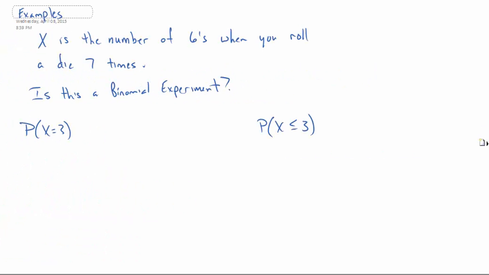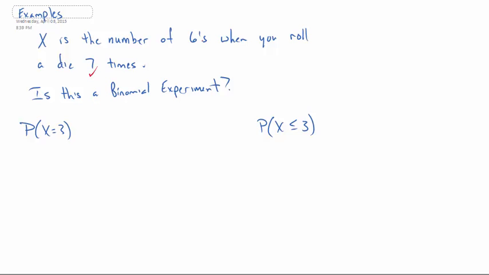And let's do some examples. X is the number of 6s when you roll a die 7 times. Is this a binomial? Well, let's think about this. Is there a fixed number of trials? Yes, we're doing this 7 times. Are there 2 possible outcomes? Yeah. It's either going to be a 6 or it's not going to be a 6. We don't care what else it is. We care if it's a 6 or not a 6.